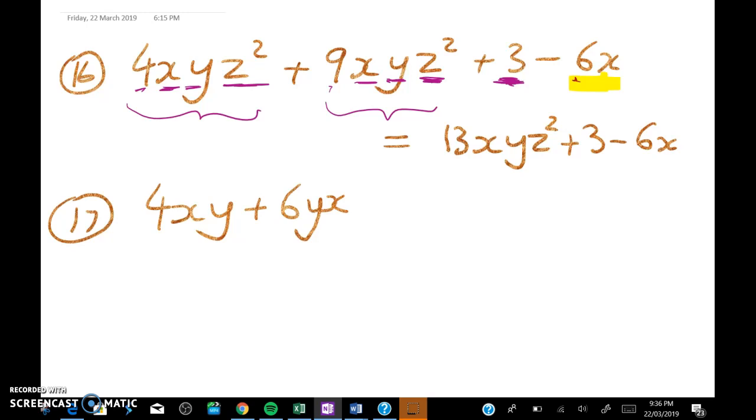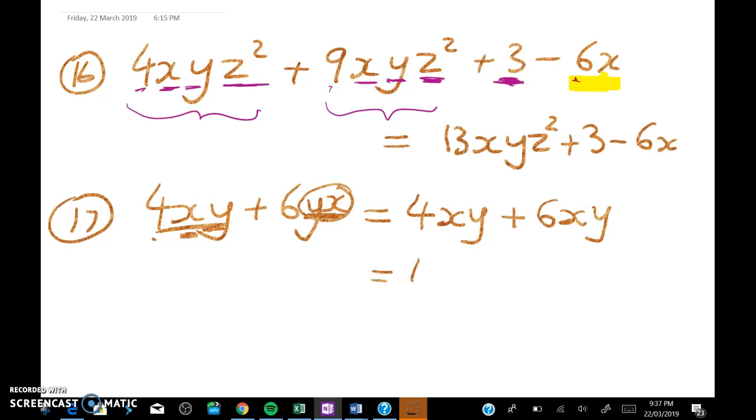Number 17 shows us that the order of the letters inside the like terms doesn't matter. I'm not going to have to do this very often, but when I start out, I might want to check that the letters are identical. I've got 4 lots of x times y plus 6 lots of y times x. I can rewrite this one as xy. Now, I don't have to do that, and I probably won't want to bother with that for long, but it lets me see that they're like terms.